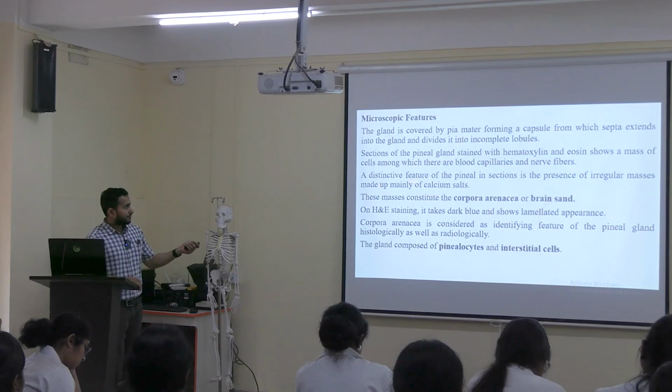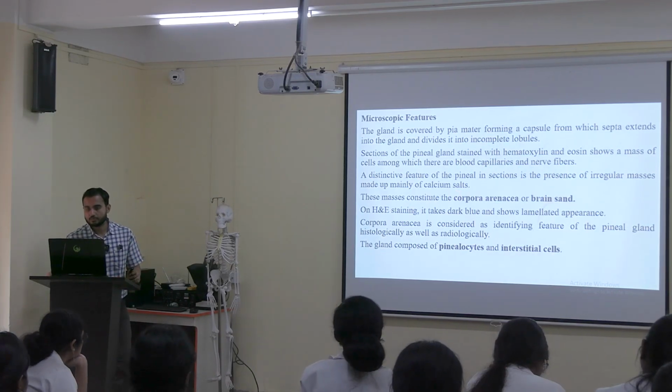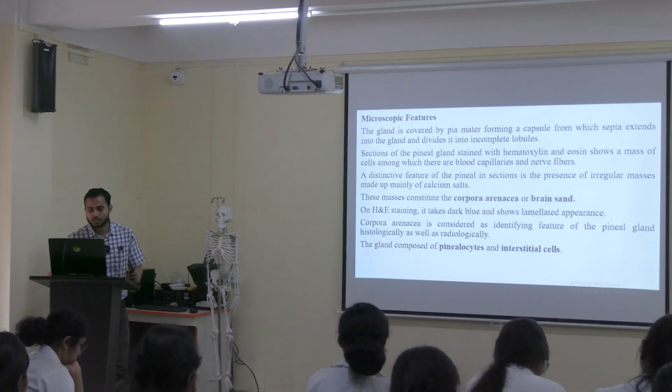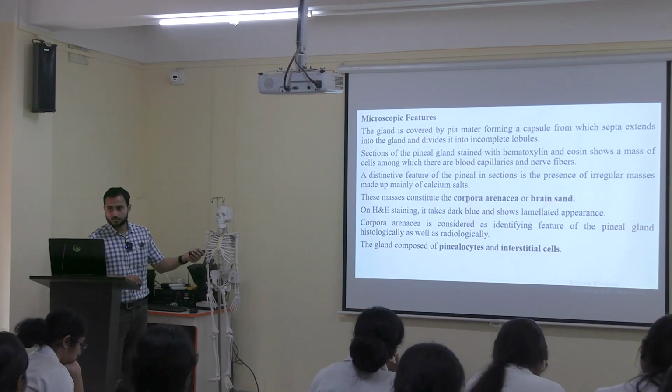Now, the distinctive feature of the pineal gland is the presence of irregular masses made up of calcium salts. These are called corpora arenacea, or also called brain sand.